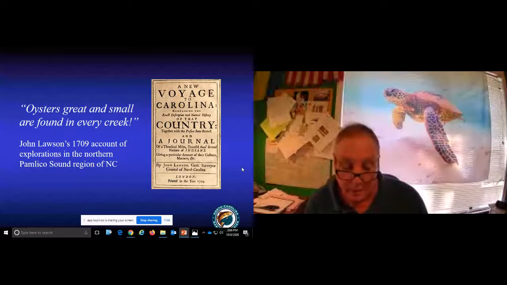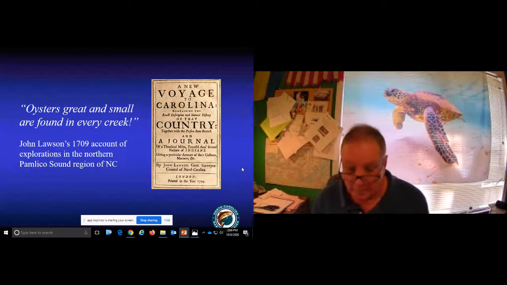Interestingly, though not fortunately for Lawson, he would be tortured and killed by Tuscarora Indians in an expedition in 1711, which helped spark the 4-year Tuscarora Indian War. So it's helpful to keep in mind that there weren't a whole lot of highways back then. It was a lot of wilderness and a lot of wild places to go, and stuff could happen to you.